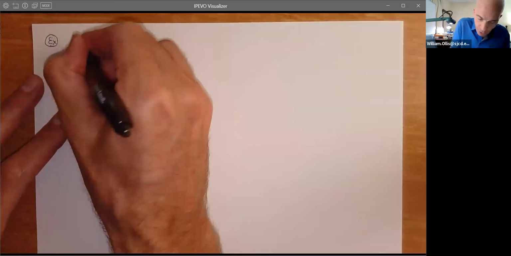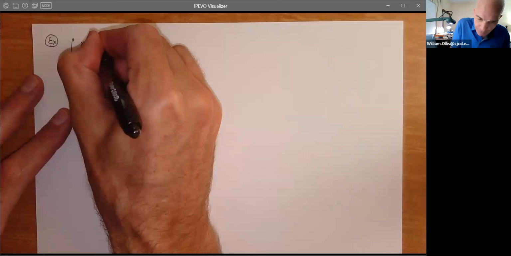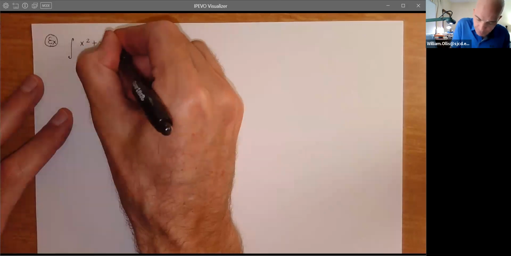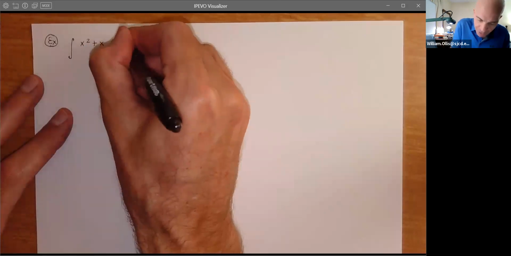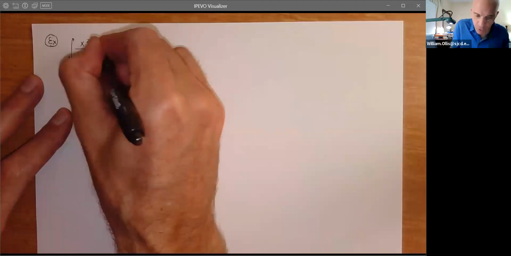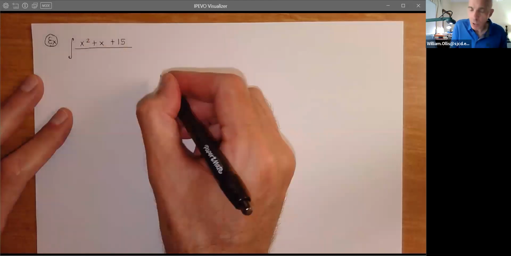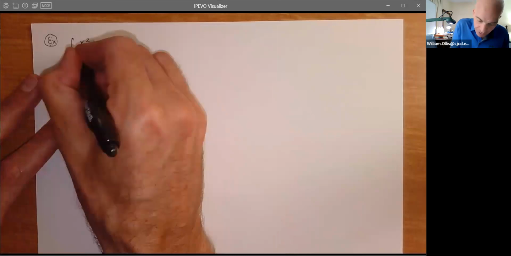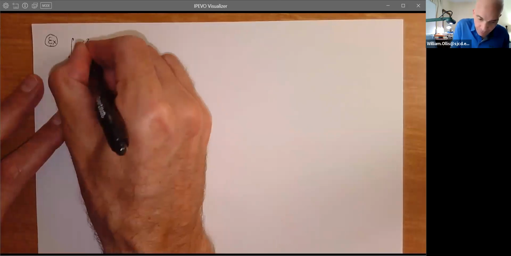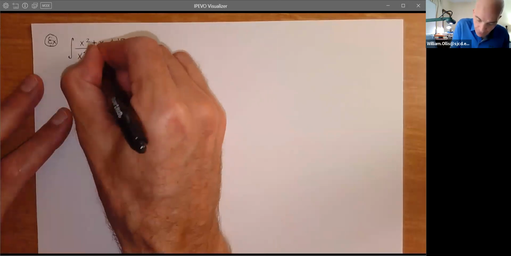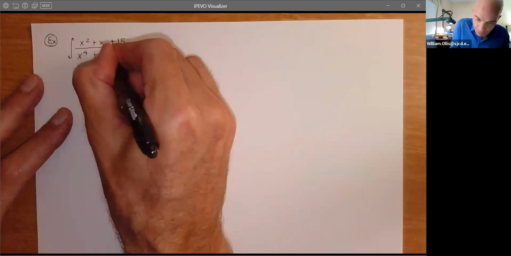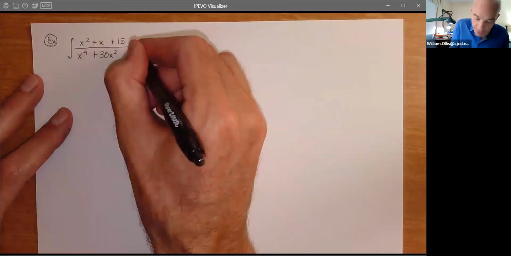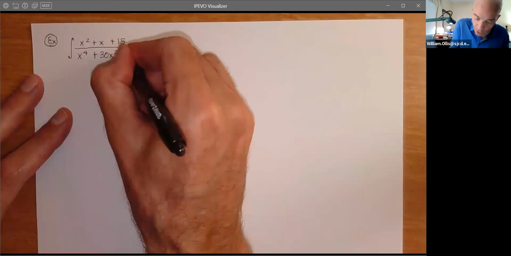Here's x squared plus x plus 15. You can make up these problems. The beauty of it is that you can make them up once you run out. And then we have x to the 4th plus 30x squared. And this is a repeated one. This is why I want to do this one.